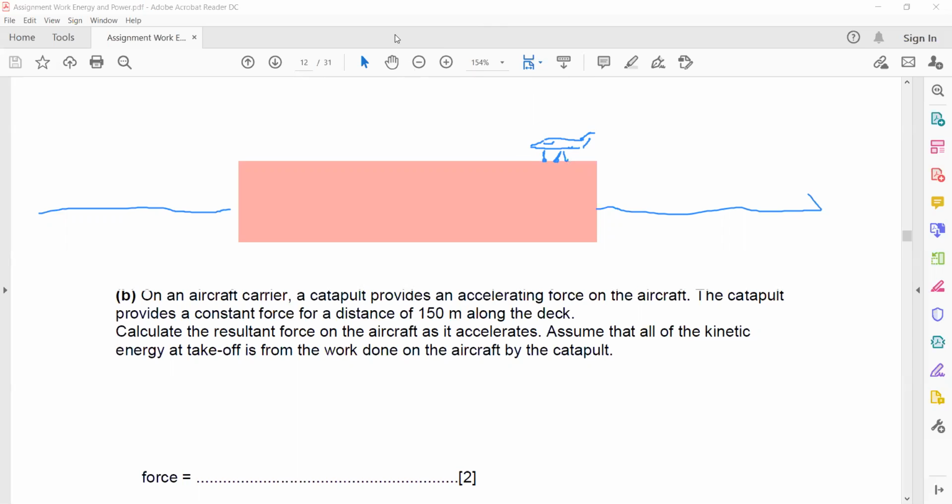It means there's a device which is accelerating this plane. This device accelerates the plane till the last point. So the plane will leave this aircraft carrier, or the ship, with a kinetic energy of 26 exponent 6 joules. That's the kinetic energy of this aircraft.